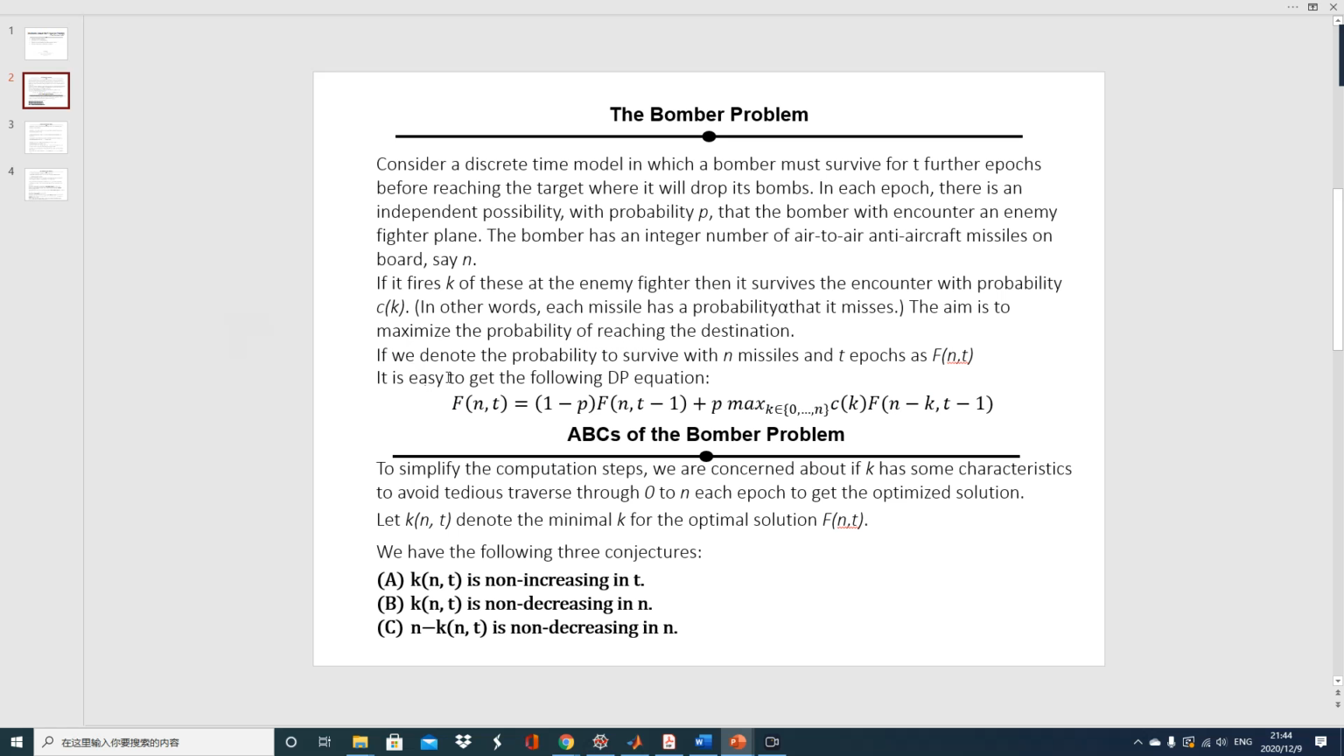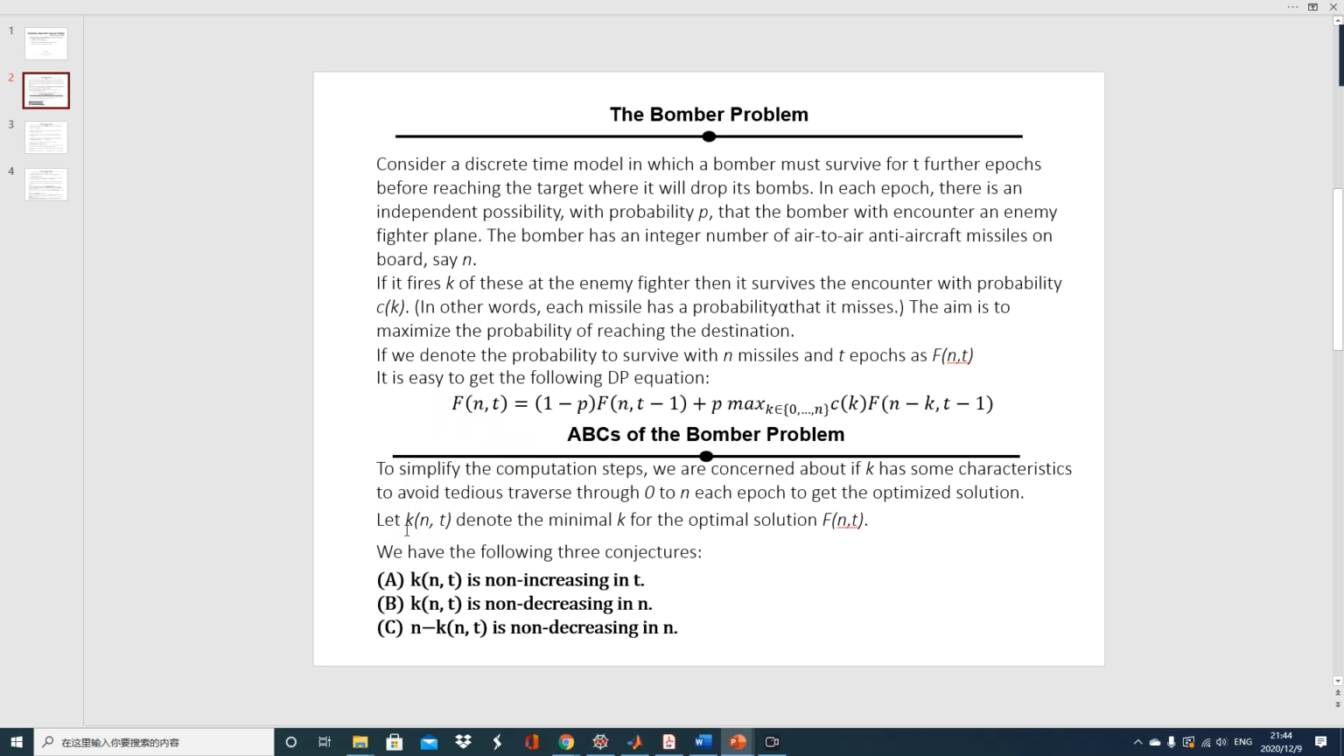It is easy to write the following DP equation. However, as we can see here, this DP equation is not simple, right? It's tedious. You need to traverse through 0 to n to compute this FNT. Let's think about whether we can simplify the computation of FNT. My answer is yes. Let's consider this.